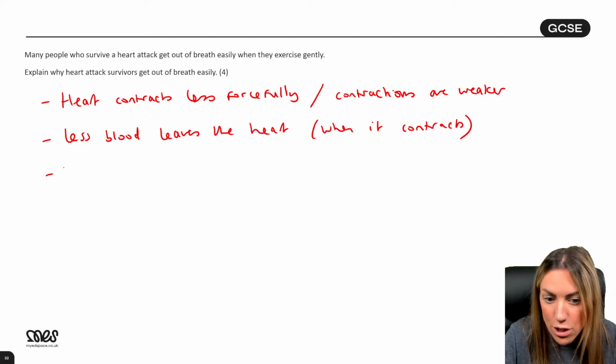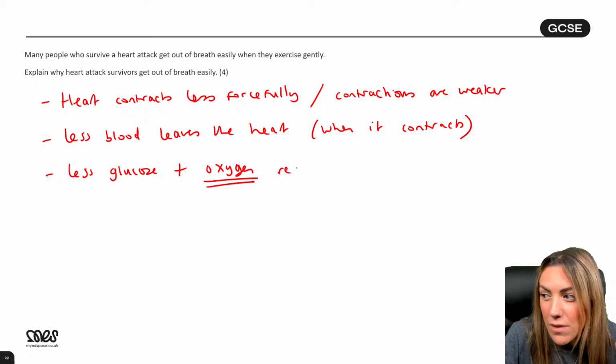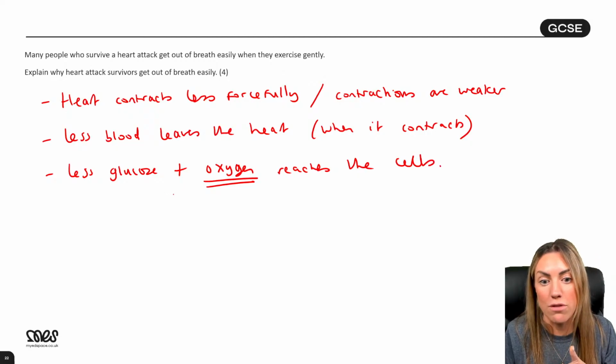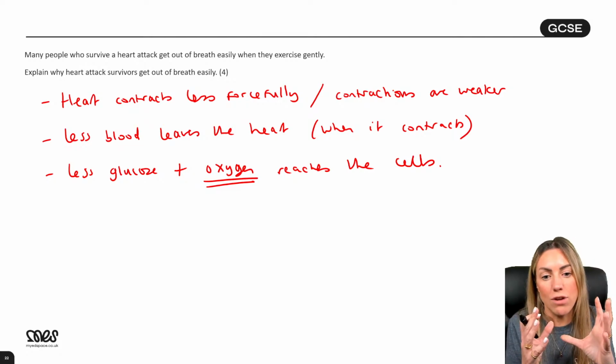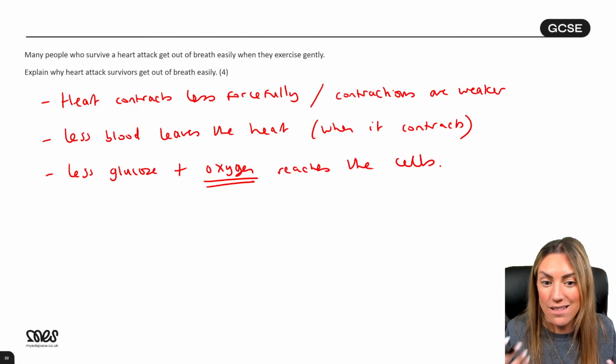Let's continue. What's in the blood? Less glucose and oxygen reaches the cells, because the blood carries oxygen and glucose, right? So if your heart is weaker, if the muscles are not contracting with as much force, less blood leaves the heart. That means your cells are getting less oxygen, less glucose.